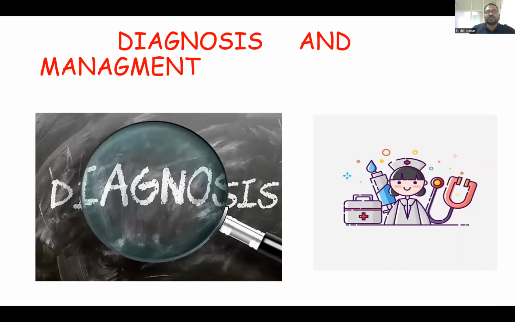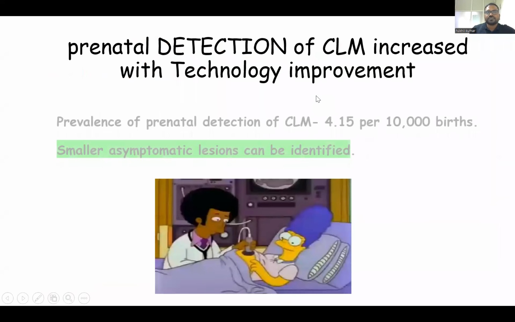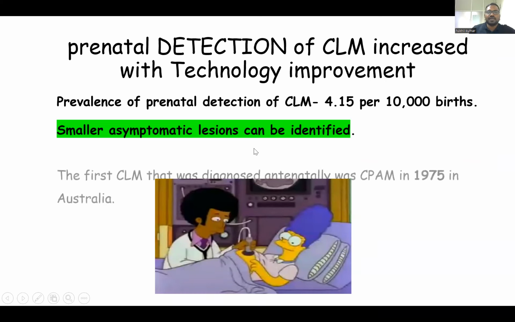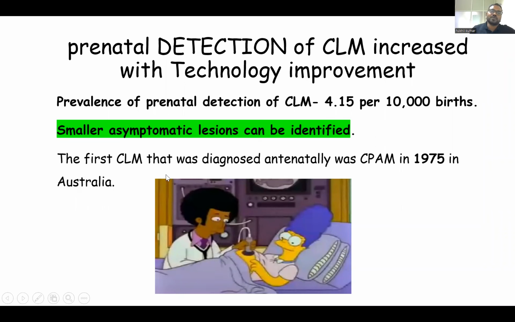So now coming to the diagnosis and management part. Prenatal detection of congenital lung malformation increases with the technology improvement. Now the prevalence of the prenatal detection of congenital lung malformation is 4 per 10,000 births. Smaller asymptomatic lesions can be identified. The first congenital lung malformation diagnosed antenatally was CPAM in 1975 in Australia.